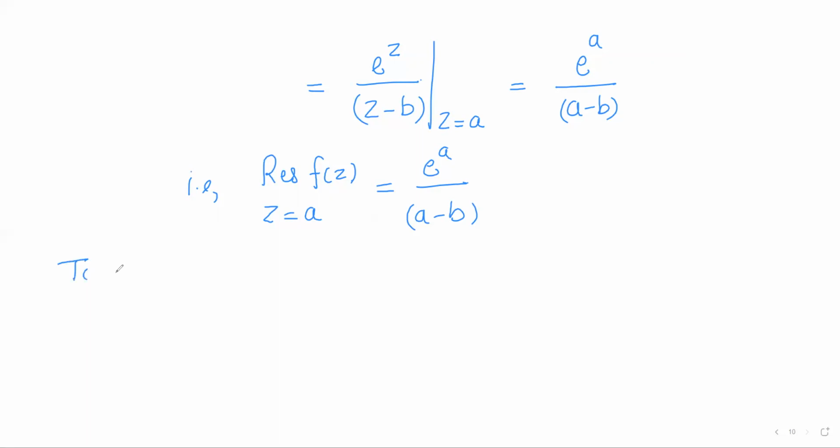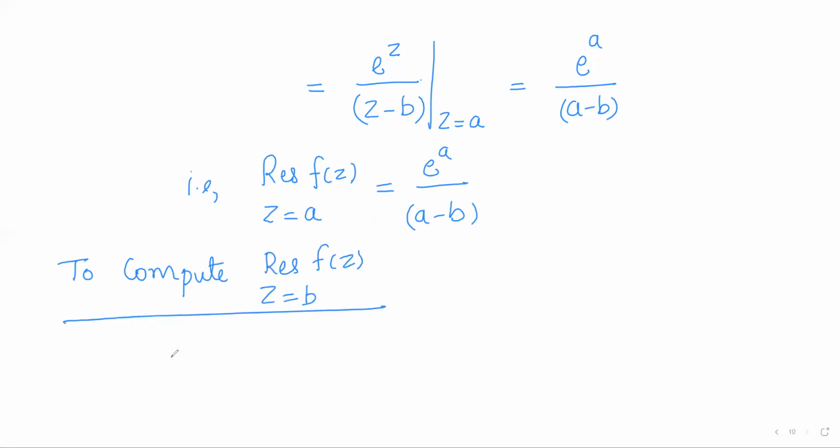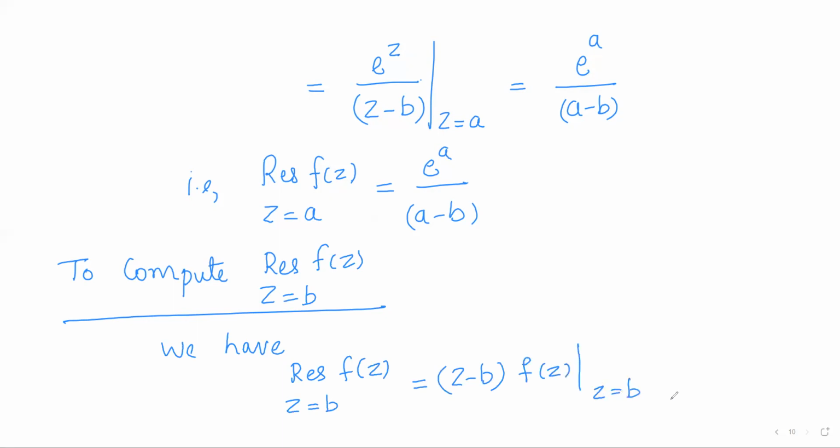So similarly, we can compute the residue of f of z at the pole B. Once again the same thing, just in place of A we have B. So we have residue of f of z at z is equal to B is equal to z minus B into f of z at z is equal to B. So just use the formula, right? As z is equal to B is a simple pole, this is the formula to calculate the residue.